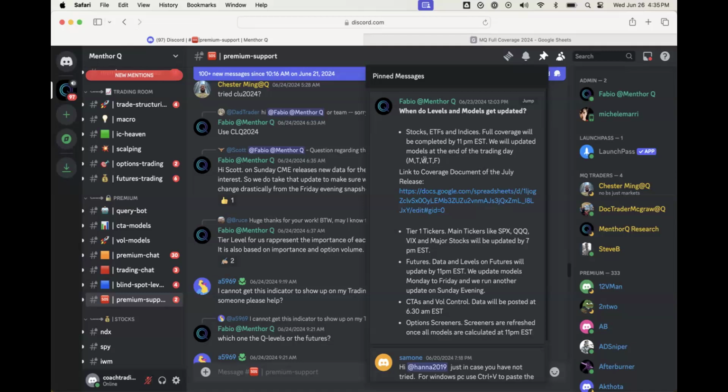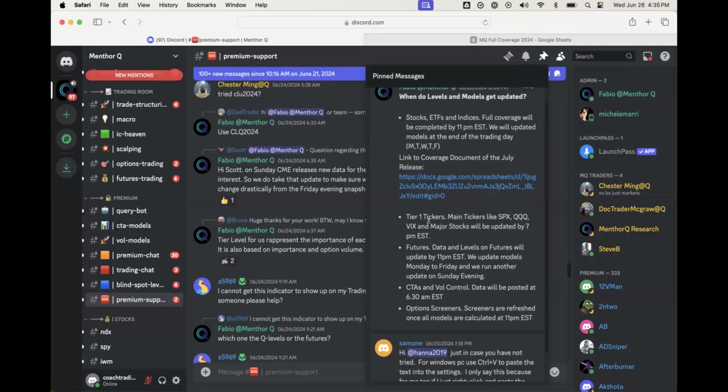Stocks update Monday to Friday. Important is the difference between tier 1, tier 2, tier 3. So tier 1 would be the most traded tickers, SPX, QQQ, Apple, Amazon, right? So those would update earlier. So you would probably see an update of these very soon after the close. And then we have different tiers.